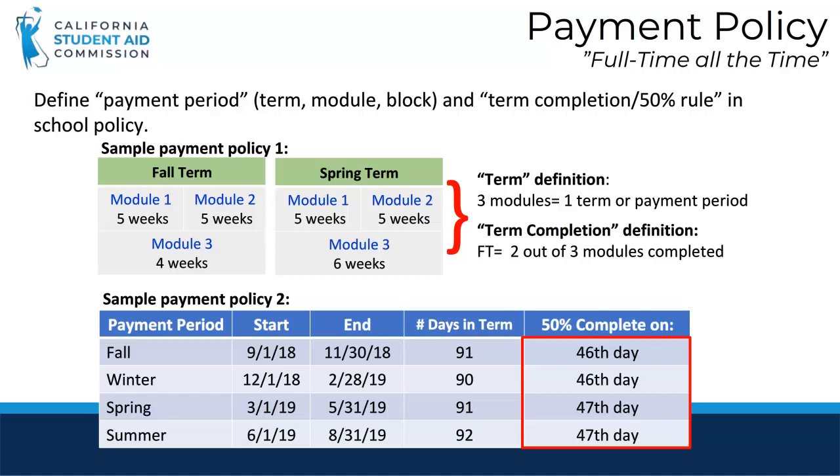A school policy must define payment periods and term completion, as well as when half of the term has been completed for payment purposes. Some schools require students to attend full-time all the time. In this first sample policy, a term or payment period consists of 3 modules, and students are eligible for payment once they have completed at least half of the term, defined in school policy as completing 2 out of 3 modules. In the second sample policy, students can be paid at the halfway point of that term or payment period based on the number of days of instruction.